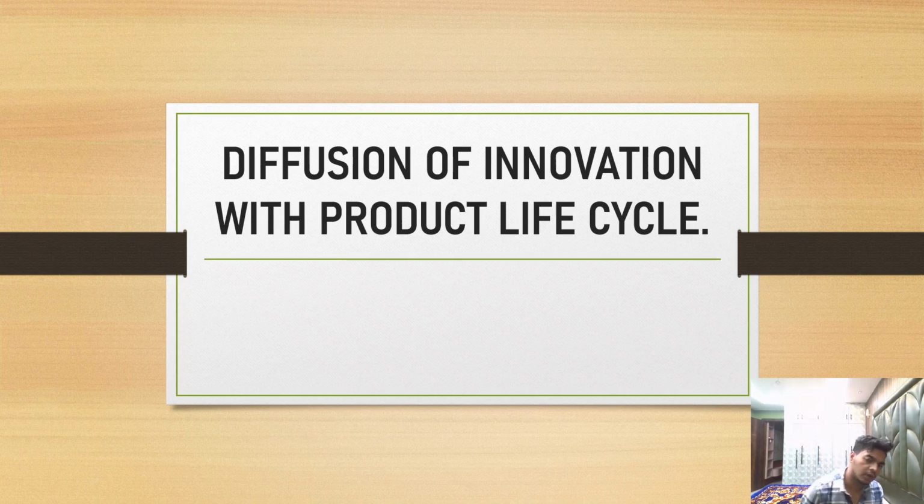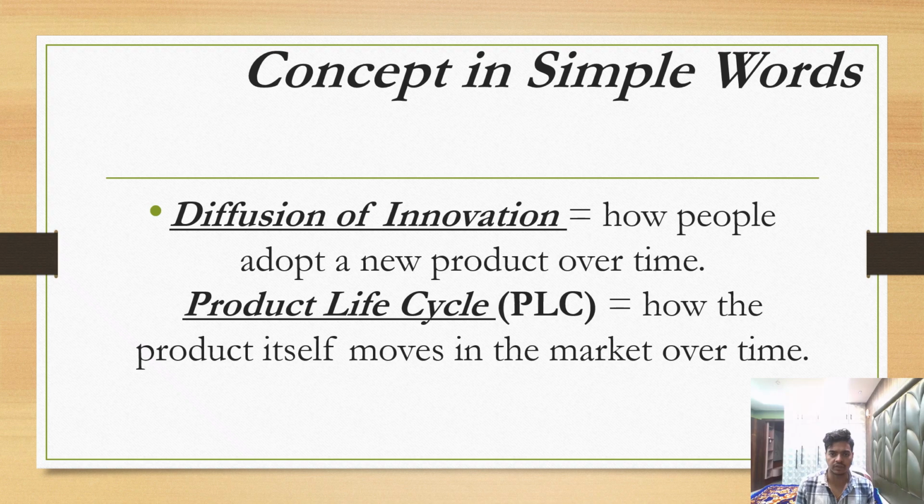I would like to present my presentation on the topic diffusion of innovation with the product life cycle. Let me begin with the simple concept. The diffusion of innovation means how people adopt a new product over time, and product life cycle means how the product itself moves in the market over time.